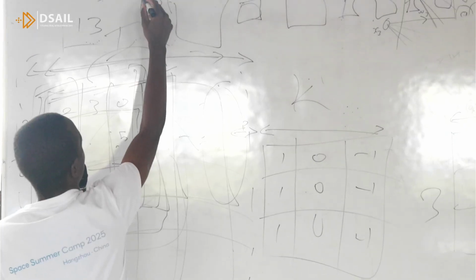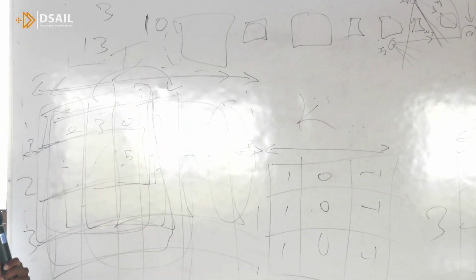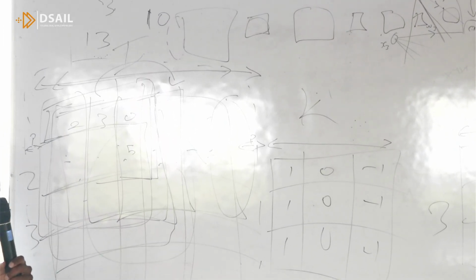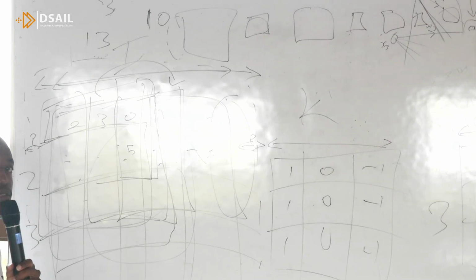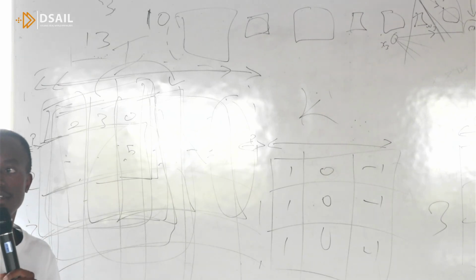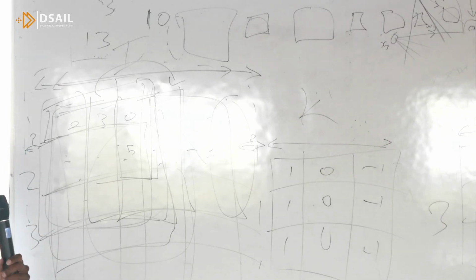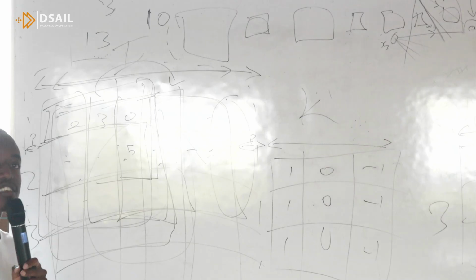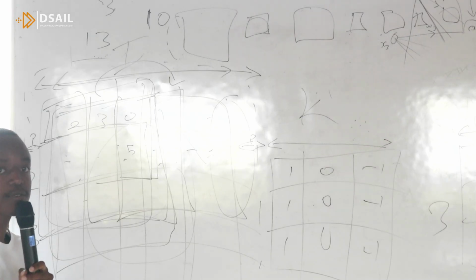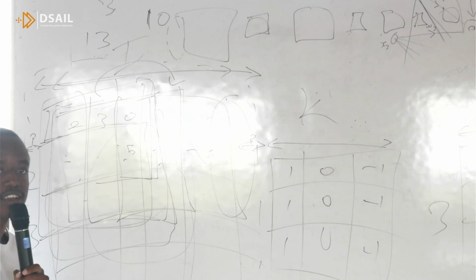Now, let me ask a question. If it's going to make one step at a time, how many steps will it make? 10. Now, if it's going to take 2 steps at a time, how many steps will it make? 5. If it's going to make 5 steps at a time, how many steps will it take? 2. So what is the intuition here?